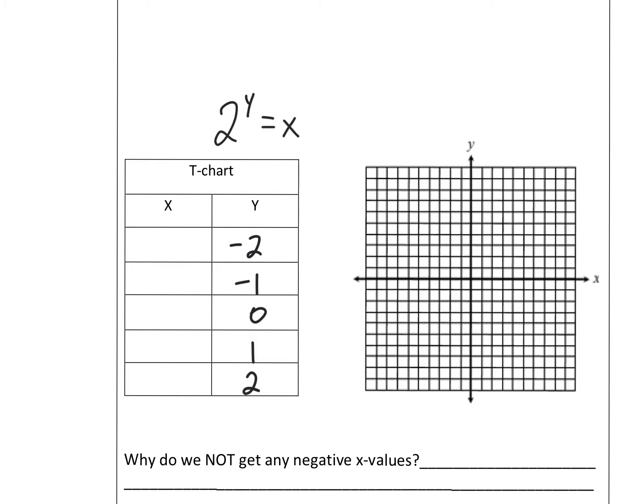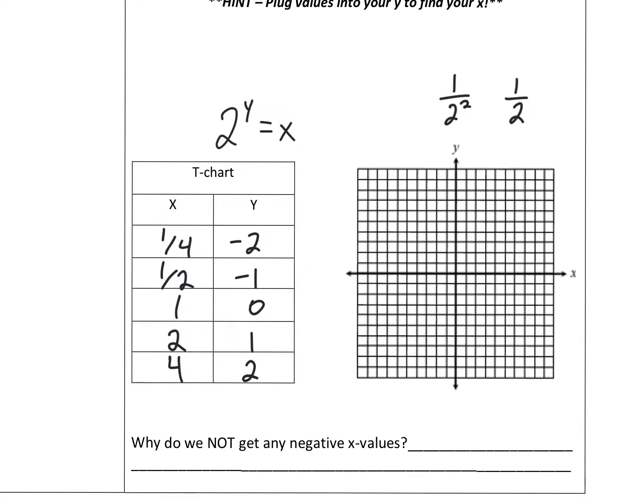And then 2 to the -2nd power. Think about in your head what that would be. It'd be the same thing as 1 over 2 to the 2nd, which would be 1 over 4, or 0.25, okay? 1 over 2 to the 1st would be just 1/2. 2 to the 0 power would be 1, 2 to the 1st, 2, 2 squared, 4, okay? So these would be my points, so I'm going to try to plot these the best I can.